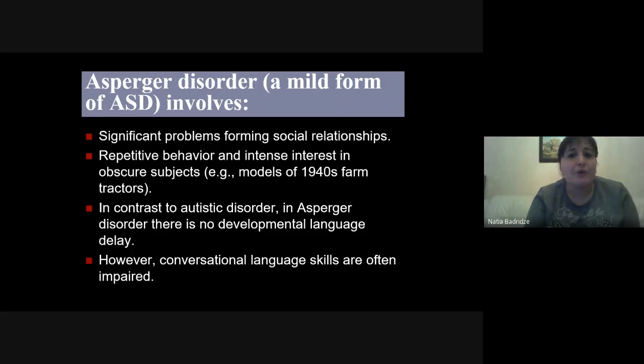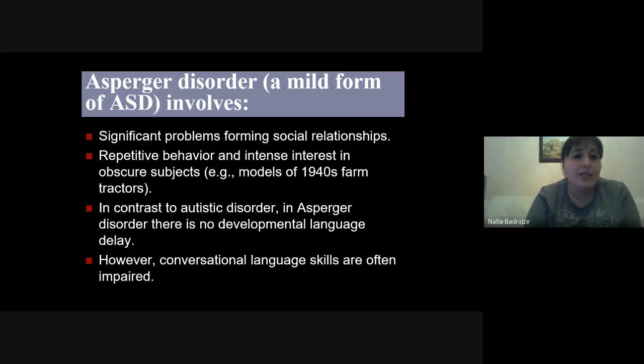Another type of autistic spectrum disorder, but the mild version, is Asperger disorder. It is a mild form of ASD, which involves significant problems forming social relationships, repetitive behavior, and intense interest in obscure subjects like models of 1940s farm tractors. But if we compare autistic spectrum disorder with Asperger disorder, there is a difference between these two disorders.